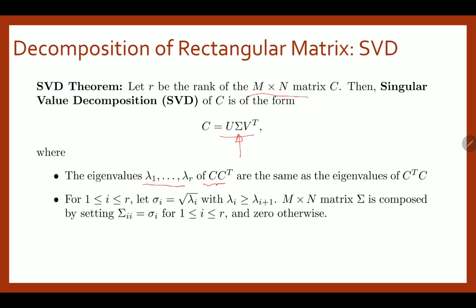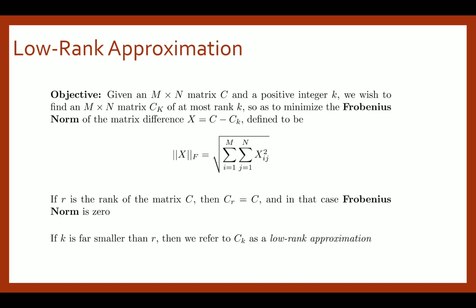The columns of U are the eigenvectors of C C transpose, and V is made of the eigenvectors of C transpose C. So this is what the singular value decomposition means, and why it is important we will see in the subsequent slides.